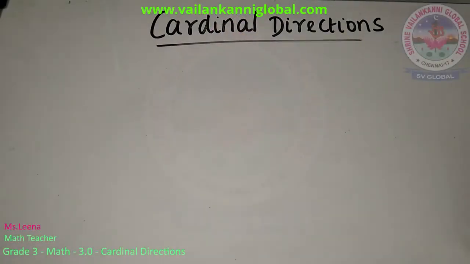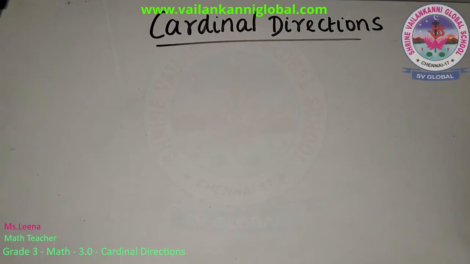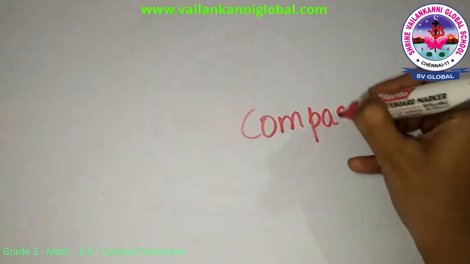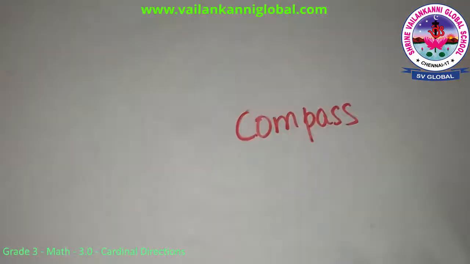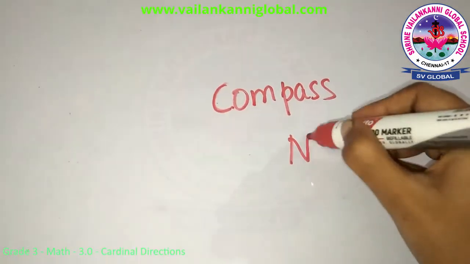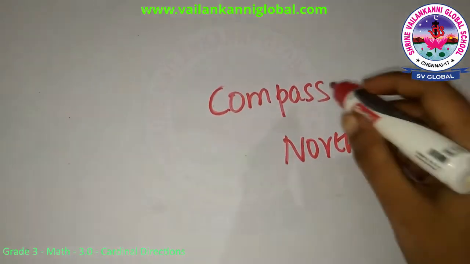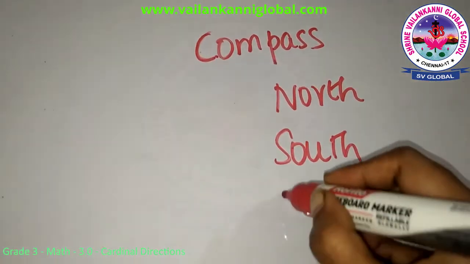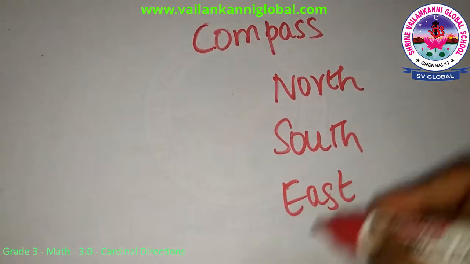In today's video, we are going to learn about the cardinal directions. So the cardinal directions are nothing but the main points in a compass. So what is a compass? A compass shows you the direction, whether we have to move north. The four main points are north, south, east, and west.